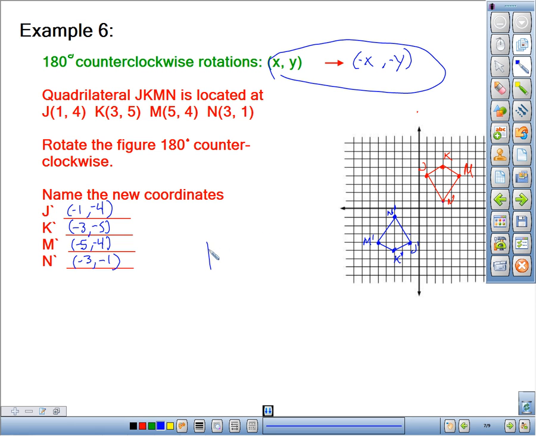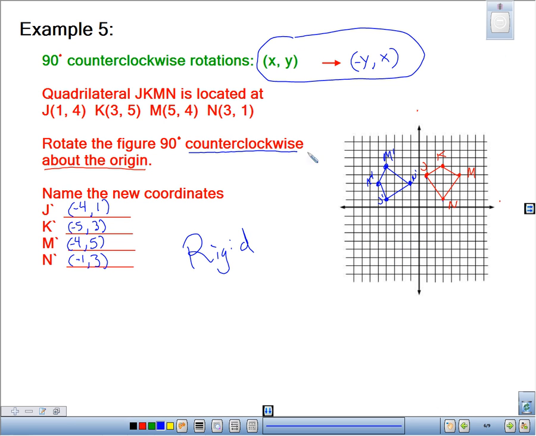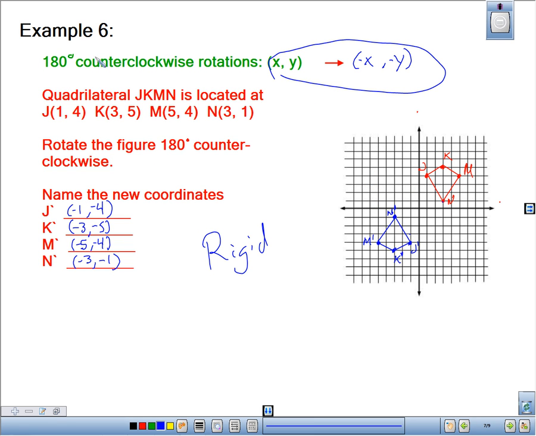Once again, it's a rigid transformation. Notice they're exactly the same. The only major difference here is that this is 180 degrees as opposed to what we did before, which was just 90 degrees counterclockwise. Now, let's make ourselves a separate box for a moment. This is where we're going to have to kind of get serious here. This is 90 degrees counterclockwise. This is 180 degrees counterclockwise.